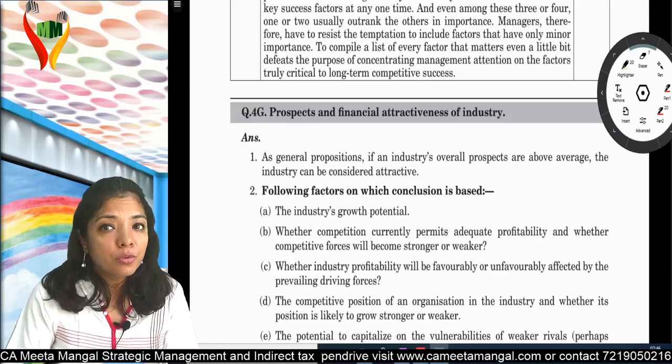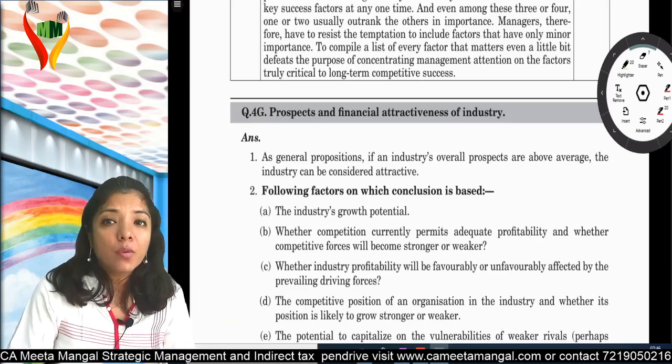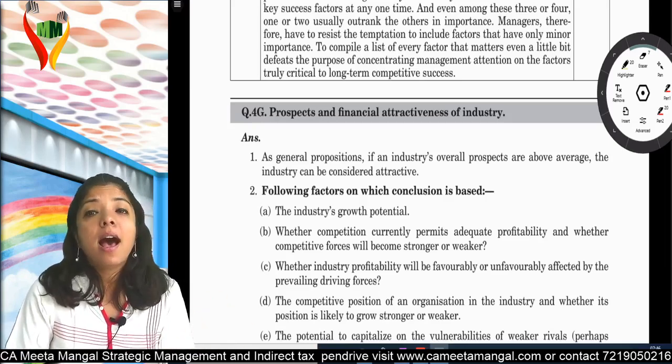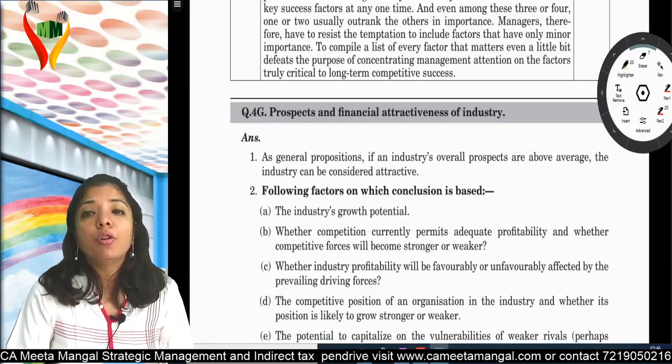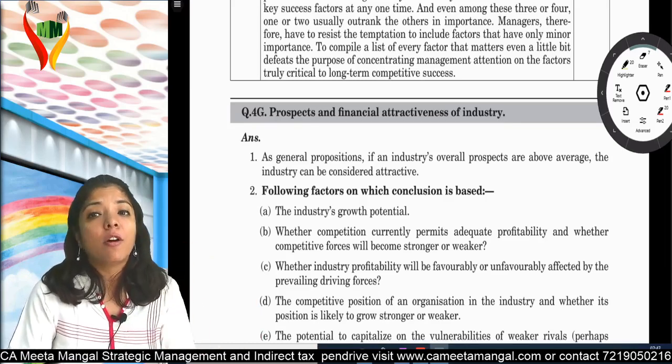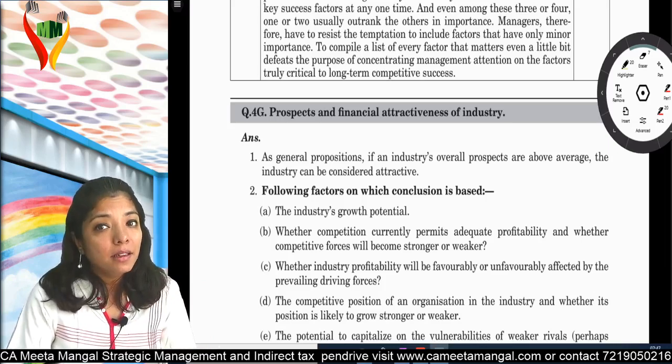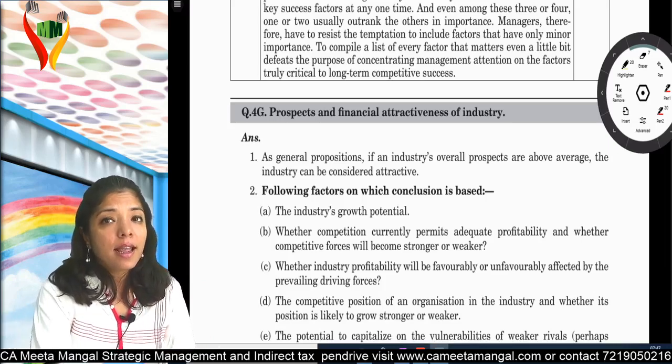So these 7 issues you're going to analyze while doing external environment analysis, and by doing this you will come to know about the opportunities and threats of the industry. Am I clear? Any point till here? Can I go ahead? Okay.